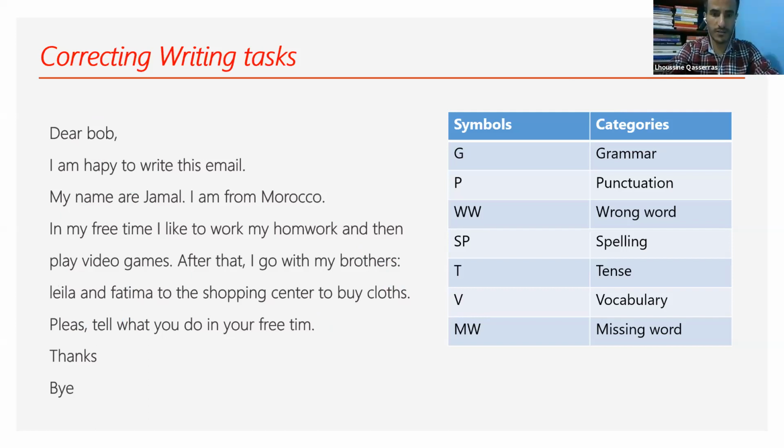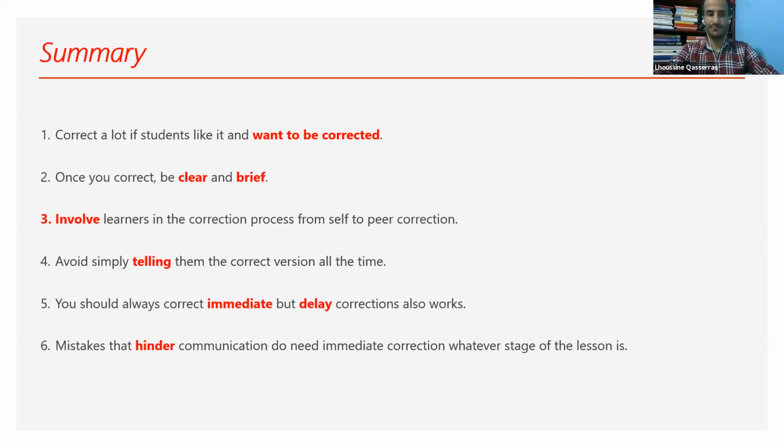Okay, let's move on to the last part. Summary. Now, number one, correct a lot. Correct a lot if students like it and want to be corrected. I liked one of you said the attitude of learners. Okay, attitudes are very important. If students bargain with them, negotiate. Okay, if they like correction, go for it. If you have the whole class who don't like correction, it's sensitive for them, so pay attention.